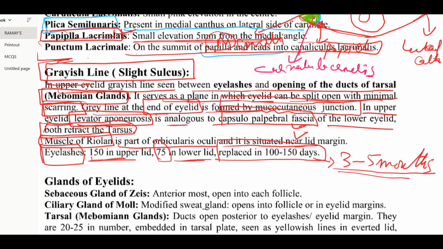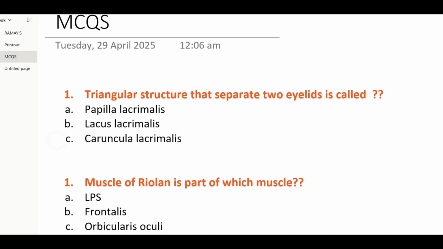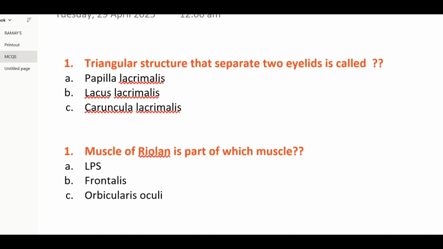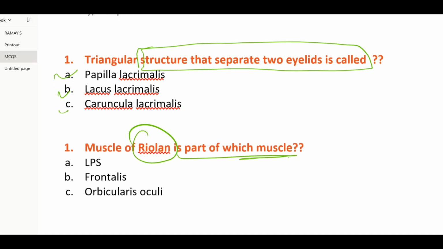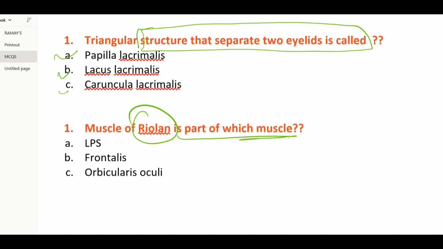Now we will see the MCQs which can be asked from these topics. First MCQ: the triangular structure that separates the two eyelids is called what? What is that structure? Second: the muscle of Riolan is part of which muscle? You can give the answers in the comments. That was all about today's lecture.